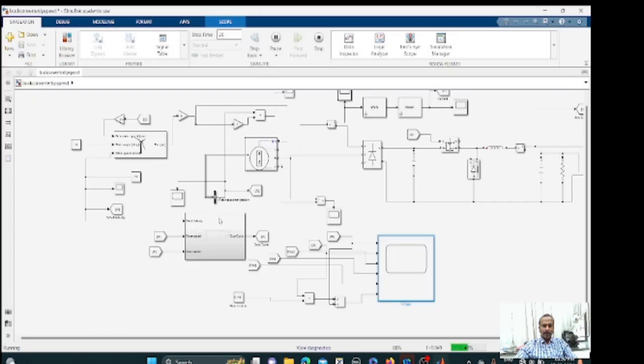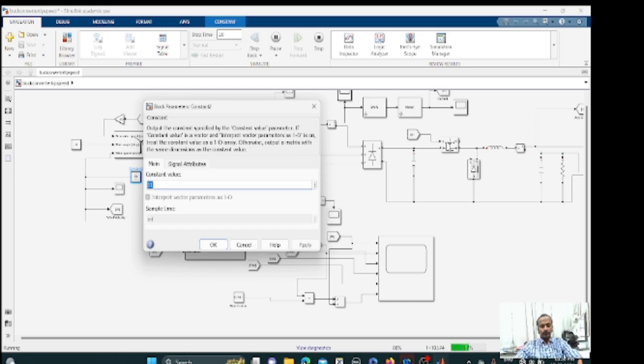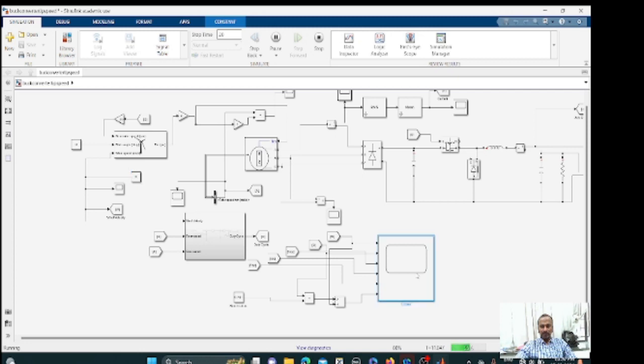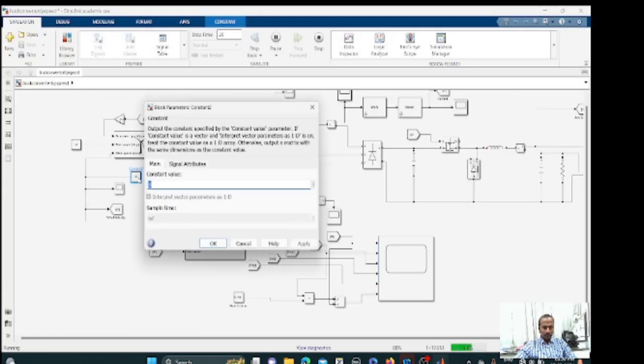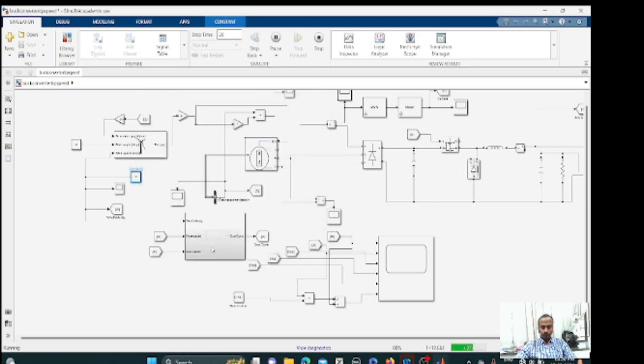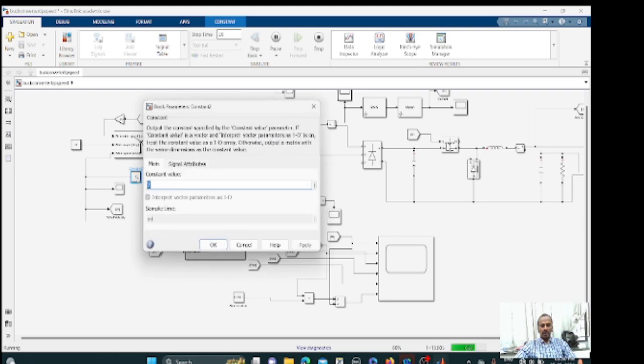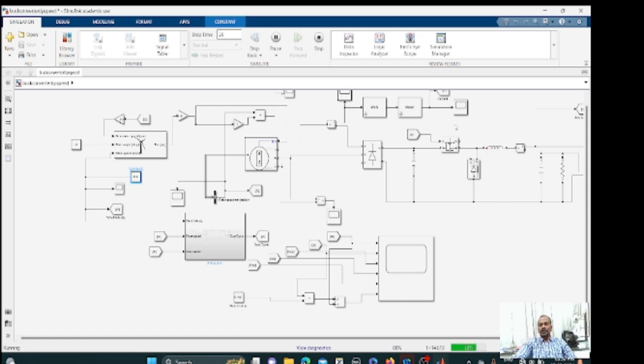Then I am making the value maybe 9 meters per second, then again the output power will be further reduced. Then maybe we can make it 7 meters per second, then we can make it 6.5. So this is the last value, 6.5.